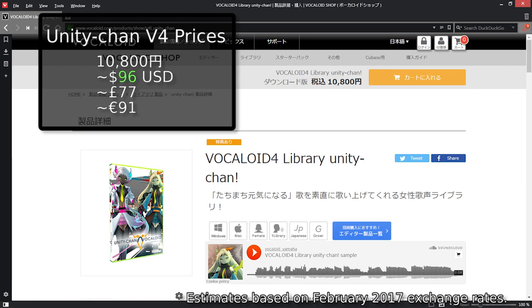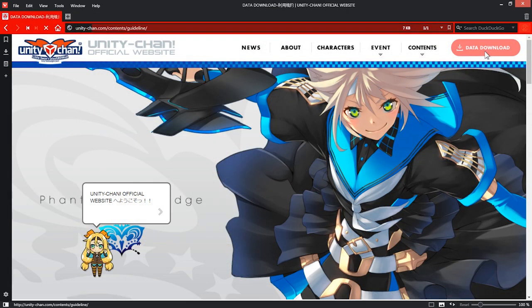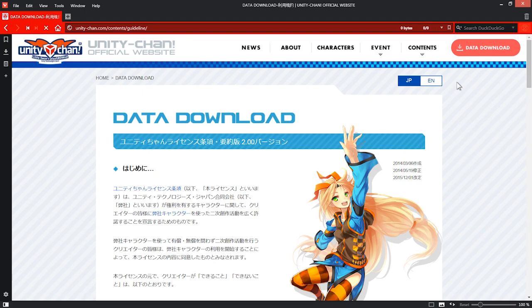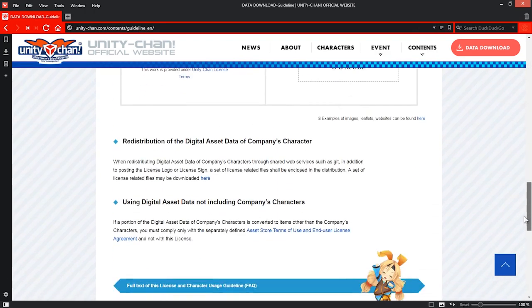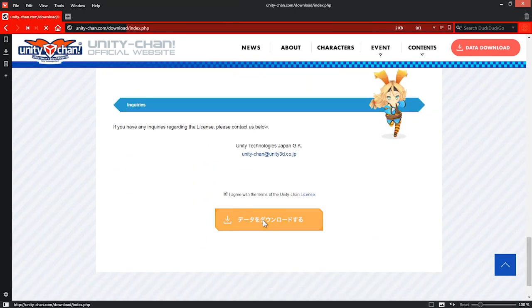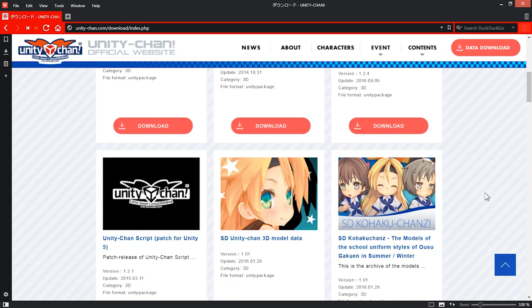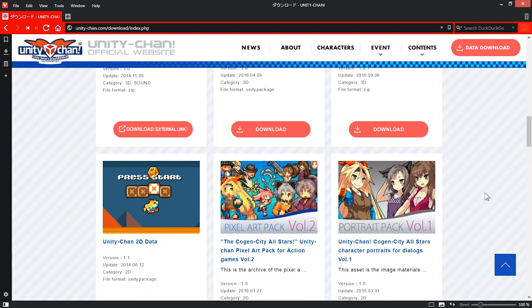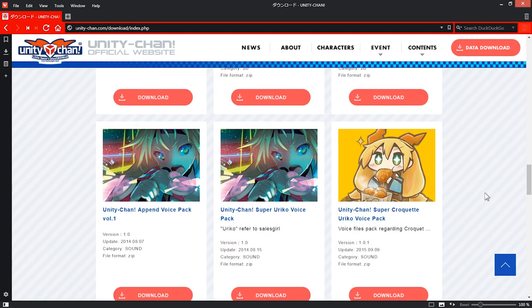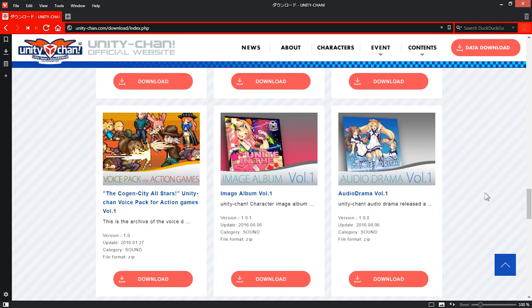This refers to the free voice clips that are available from Unity-chan's website. Without buying a thing, you can just click Data Download at the top right, agree to the terms of use, and then you're free to grab a lot of cool goodies. Most of it is specific to Unity, of course, but there are free art books, songs, voice sound bites, and even a drama CD for the taking.